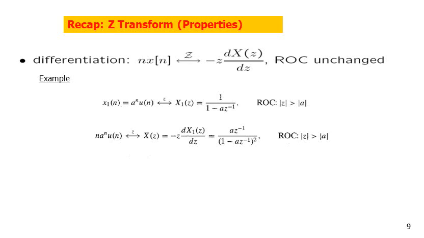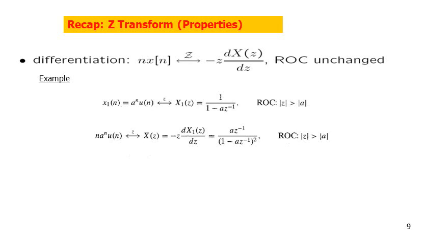We are revisiting an example of this property which we did in the class also, which is saying that if we have x1 of n equal to a^n u(n), then the corresponding X1 of z we already know is 1 over 1 minus a z inverse with ROC |z| greater than |a|. And if we multiply x1 of n by n, then the z transform will be the differentiation of X1 of z multiplied by minus z, which will turn out to be a z inverse over 1 minus a z inverse whole square, and the ROC will remain the same.